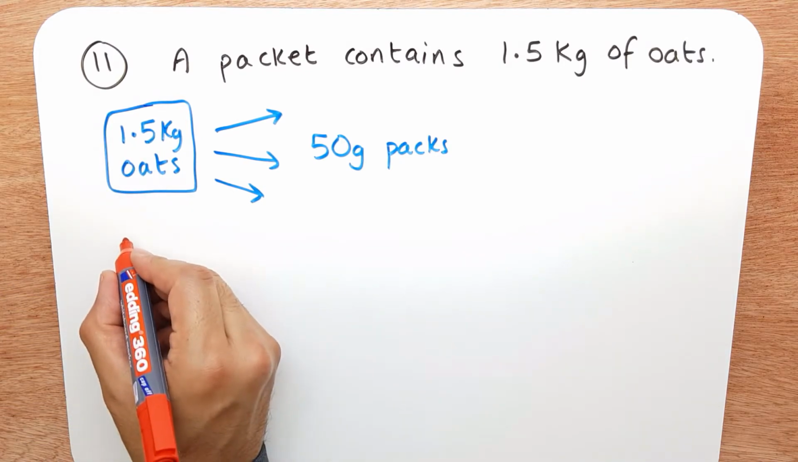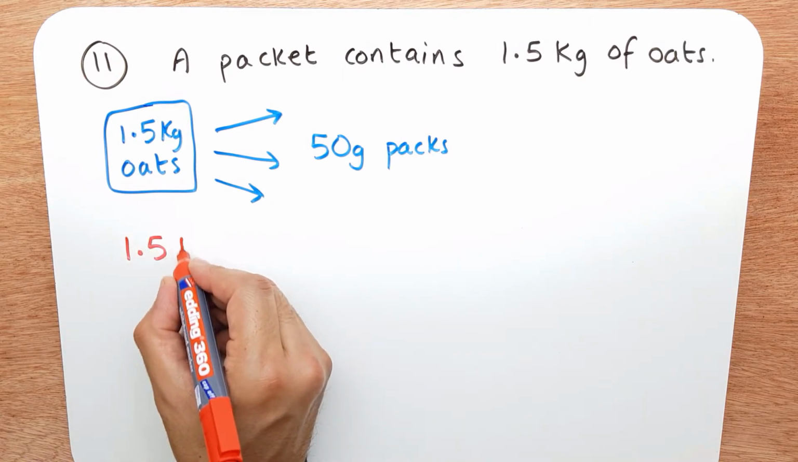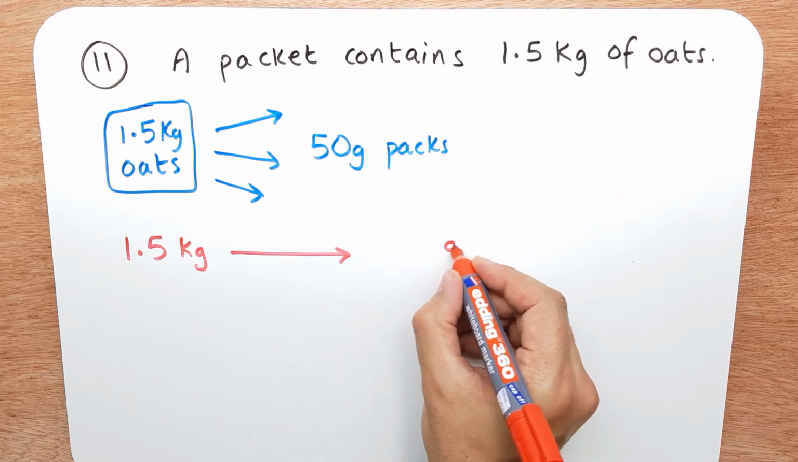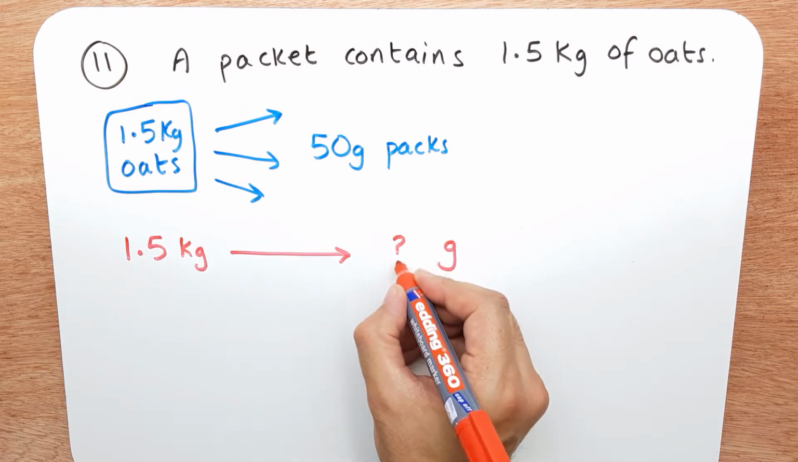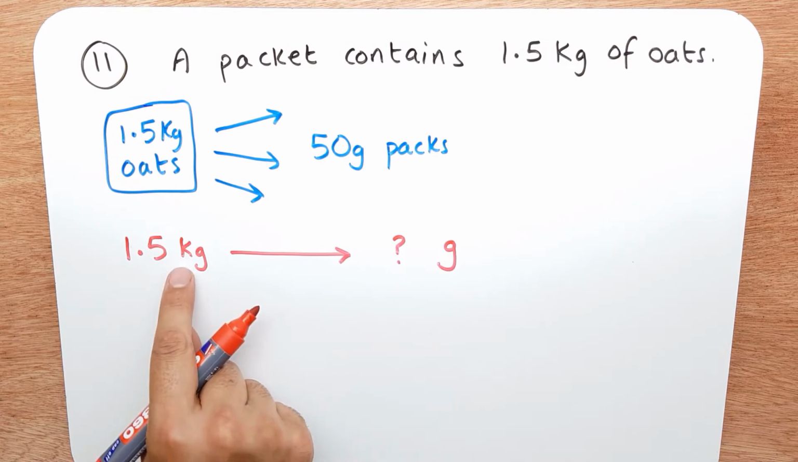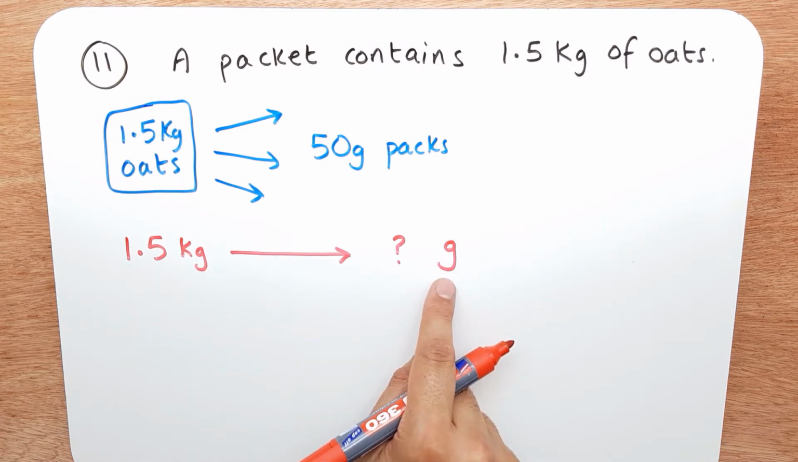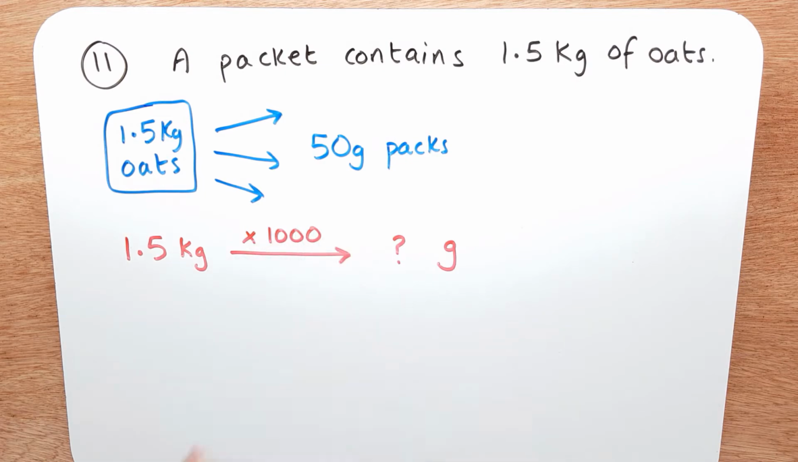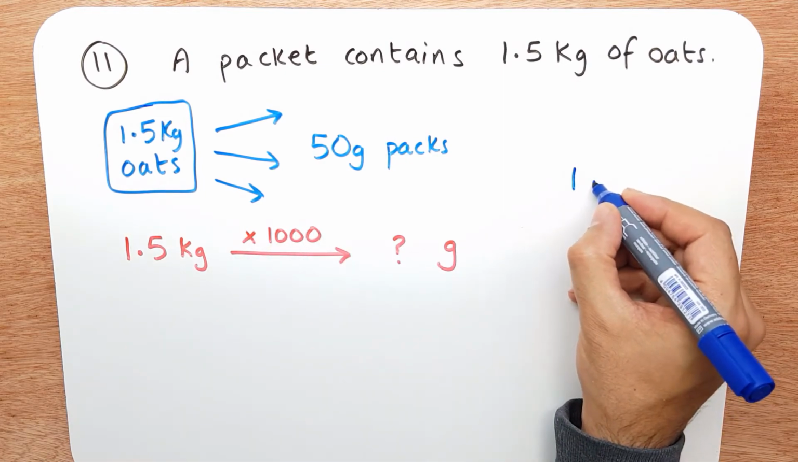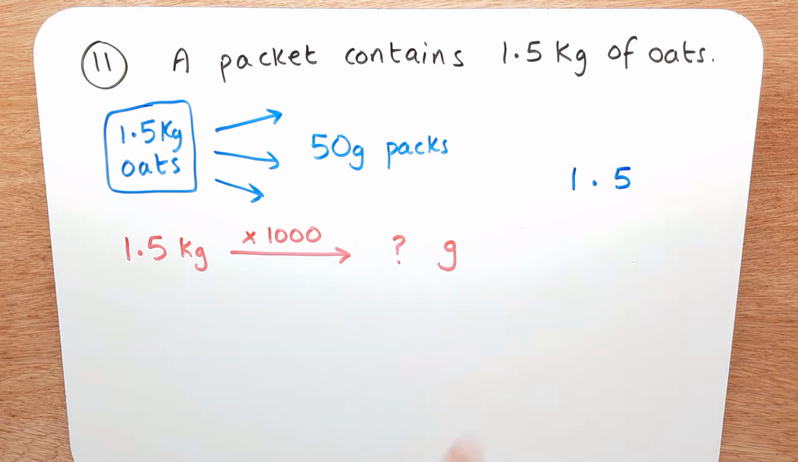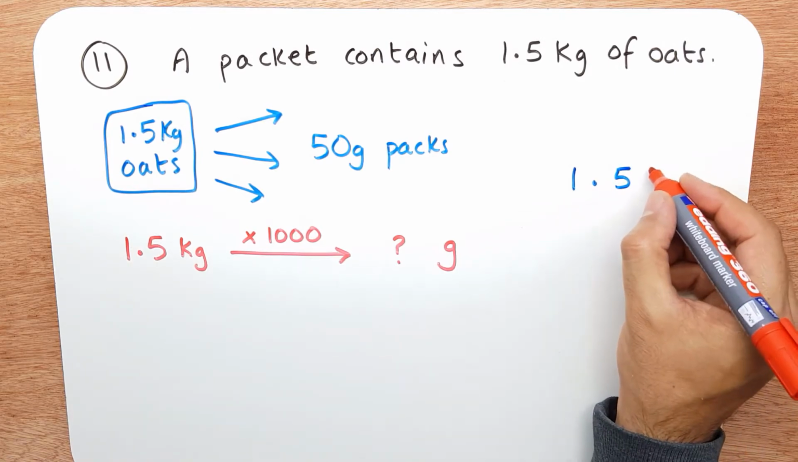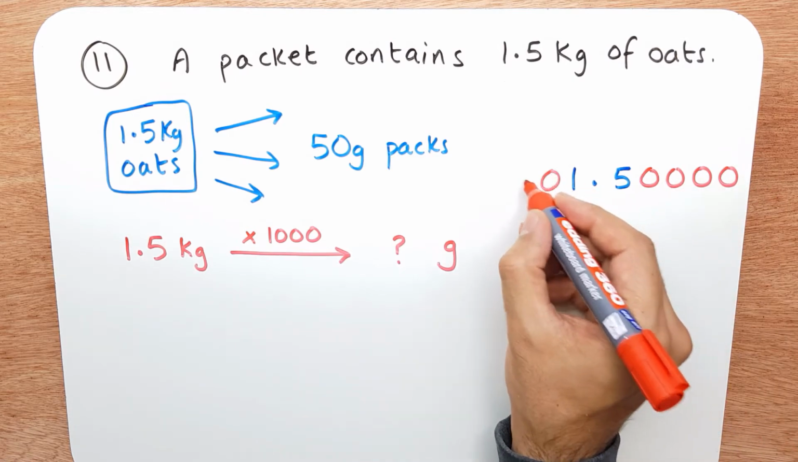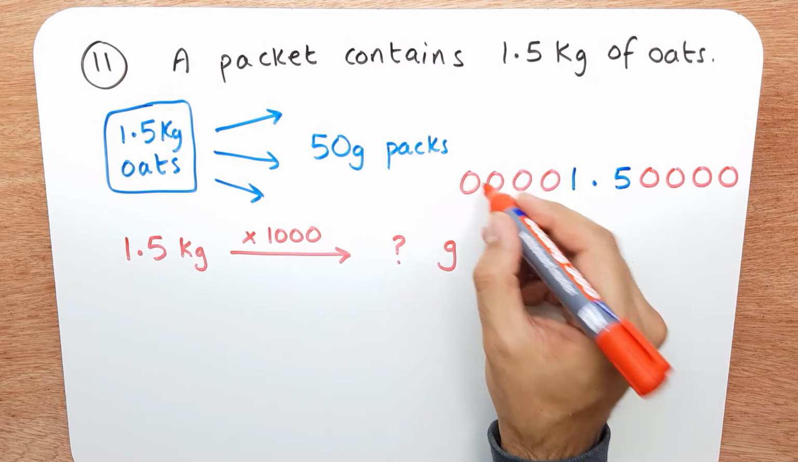So the first step is 1.5 kilograms. How many grams are there? That's the question. Whenever you go from a kilogram to a gram, you multiply by 1000. So let me go here, and this is how you should be thinking. So I have 1.5. I add a few zeros here and a few zeros here. So this is always going on in my head.